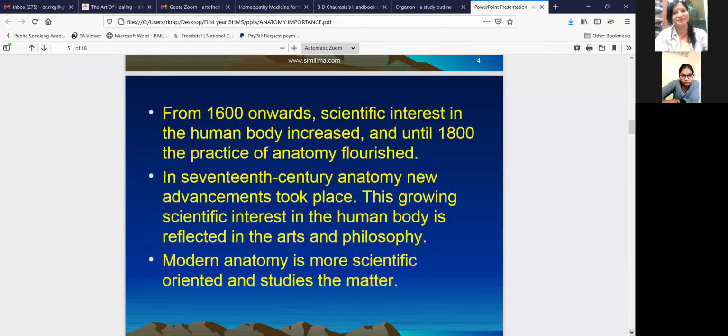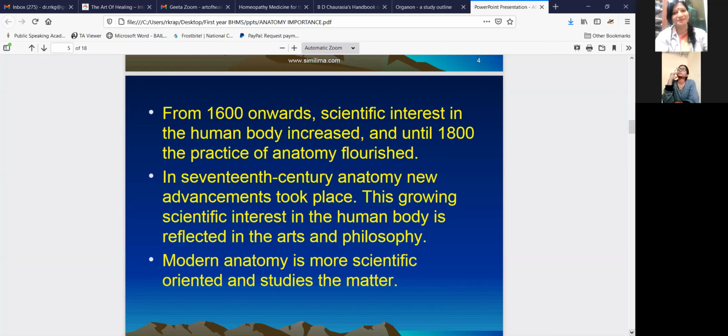Then from 1600 onwards, what happens? From the 16th century onwards, scientific interest in the human body increased, and until 1800 the practice of anatomy flourished. Until 1800, everybody came to know about the importance of anatomy, and it was largely introduced into medical science. People started understanding the structures and the functioning, and then they could apply all their medicinal knowledge to the structures which they had studied.